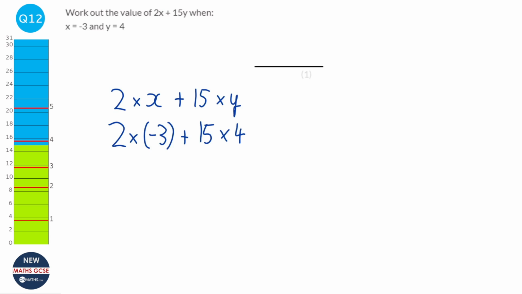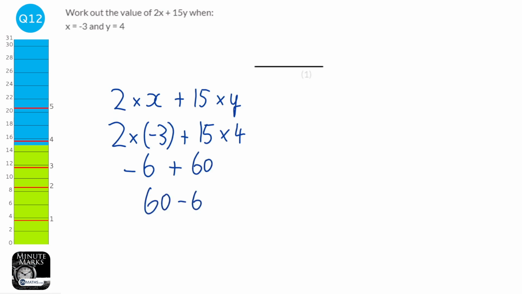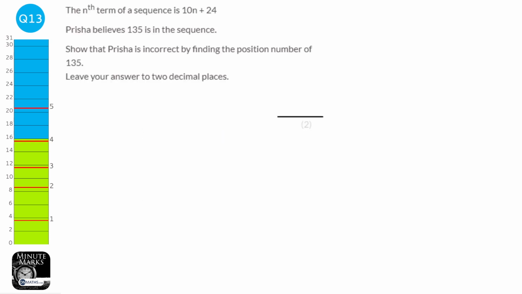So here we've got 2 times minus 3. A positive times a negative is a negative. And 2 times 3 is 6. Plus, and we've got 15 times 4, which is going to be 60. So we've got minus 6 plus 60. A different way of doing that is 60 minus 6 gives you the same answer, which is going to be 54.